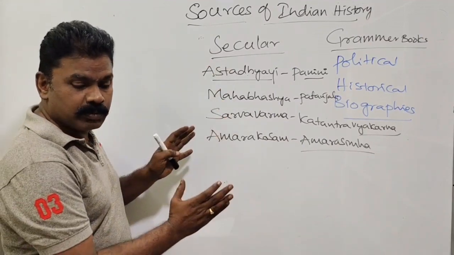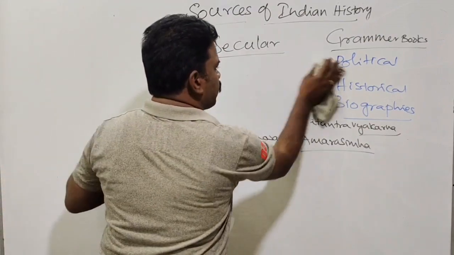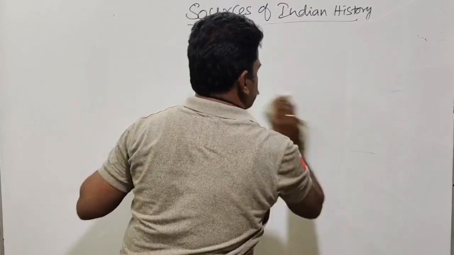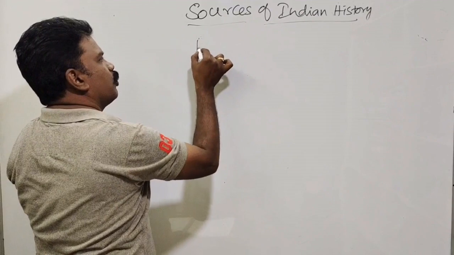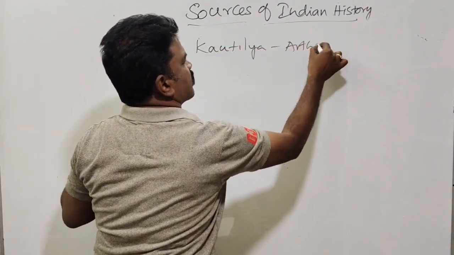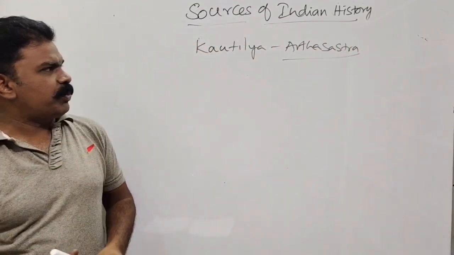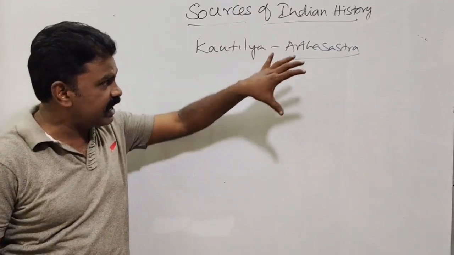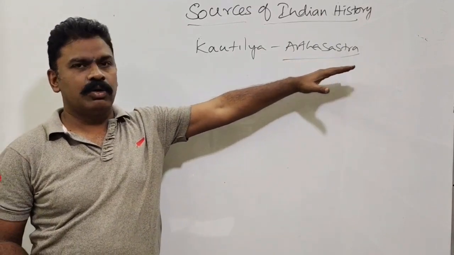These are the grammar books related to Indian history. Coming to the political books, the first book which speaks about the political history of India was Kautilya's Arthashastra. From Kautilya's Arthashastra, we can know the political and economic conditions of the Mauryans. So we reconstructed Mauryan Indian history based on Kautilya's Arthashastra.